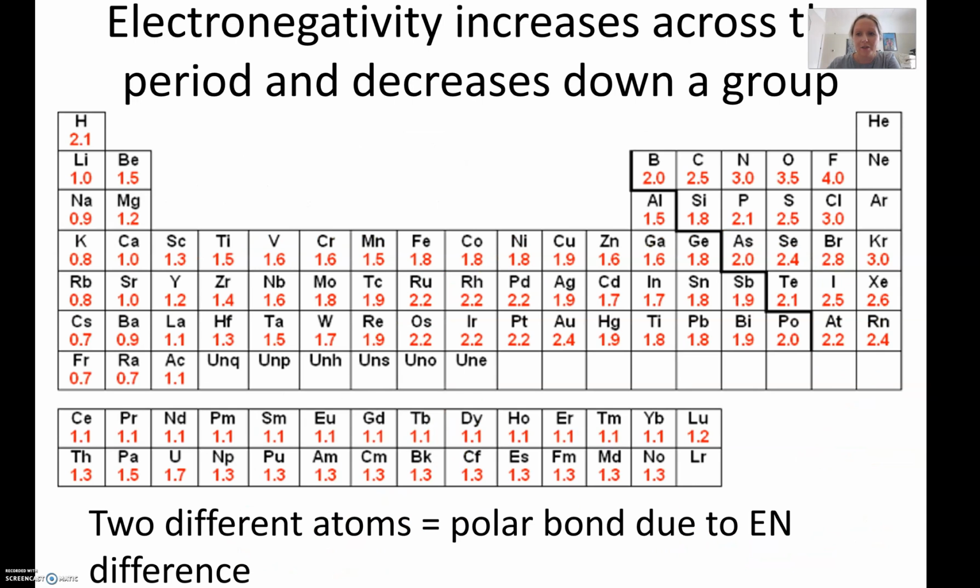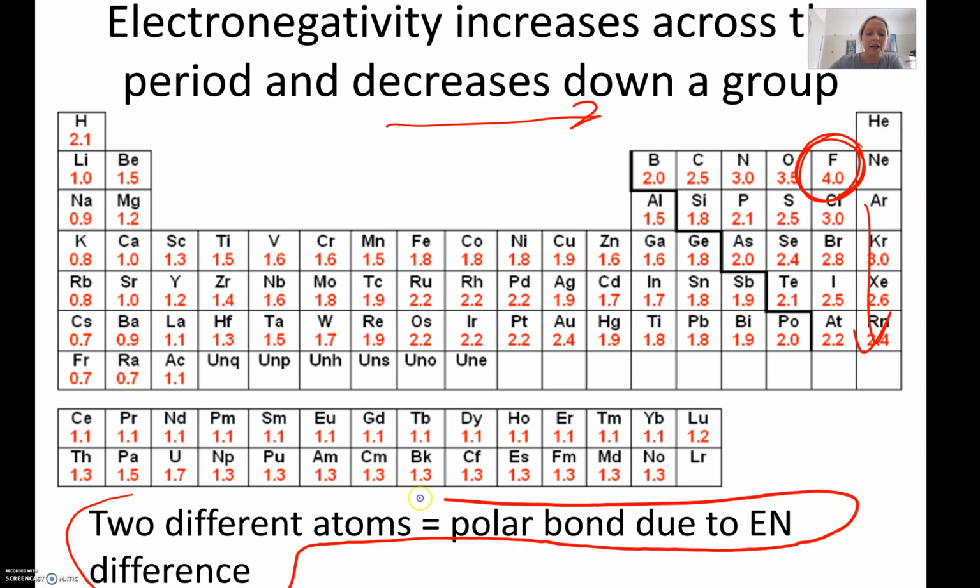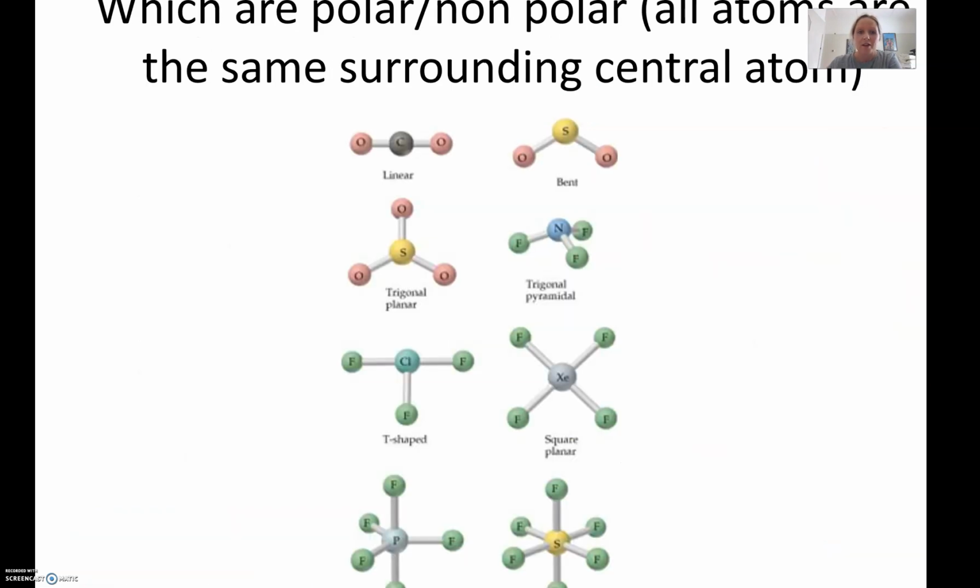Just a wee reminder, this is from earlier in the topic. Electronegativity increases across the period and decreases down the group. Two different atoms in a bond create a polar bond, and that's because there's an electronegativity difference, which means one of those atoms pulls those bonded electrons slightly more. So which are polar and which are non-polar if all of the surrounding atoms are the same? All of your parent geometries are described as being symmetrical, and therefore they will always be non-polar if the surrounding atoms are the same.